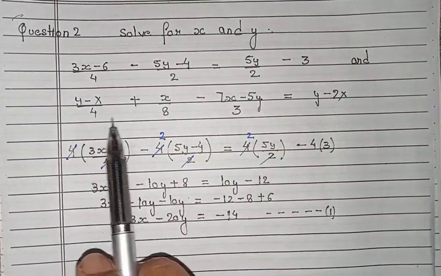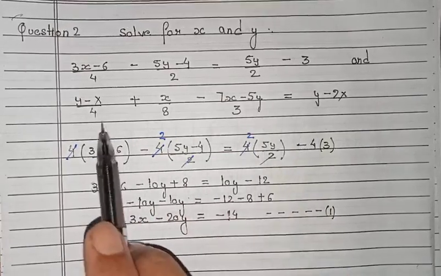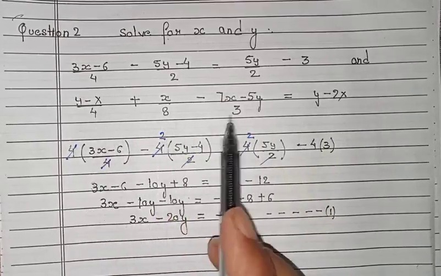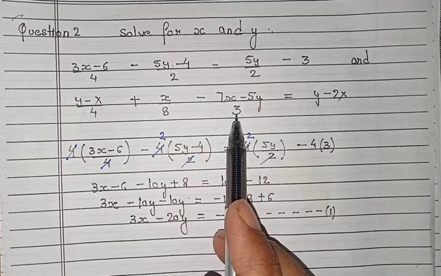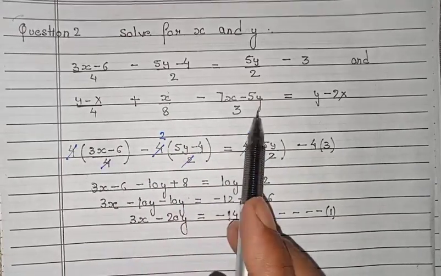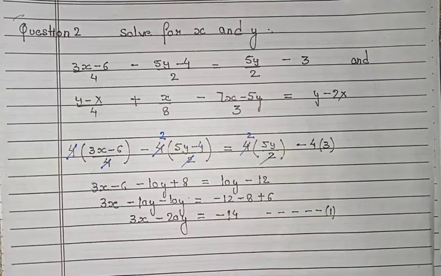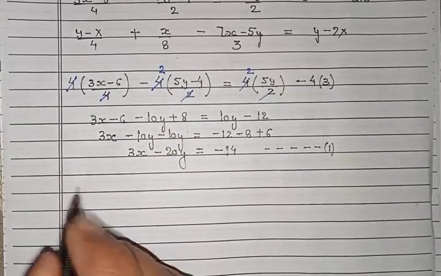In the second equation, if we take the LCM of the whole equation, you can see we have 4, 8 and 3 as denominators. So the LCM will be 24. So here we will multiply each term of the second equation by 24. So let's multiply each term by 24.